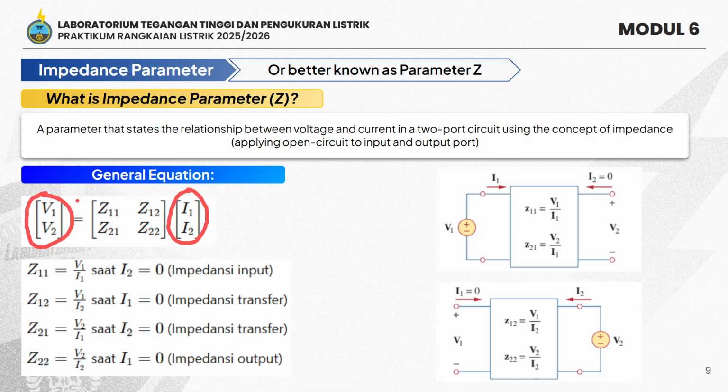In this impedance parameter, we apply open circuit to the input and output port to determine the impedance of its port, and not only the impedance of each port, but also the impedance when they transfer from output port to input port, and input port to output port. So we have to determine its input impedance, transfer impedance from port 1 to port 2, transfer impedance from port 2 to port 1, and its output impedance.